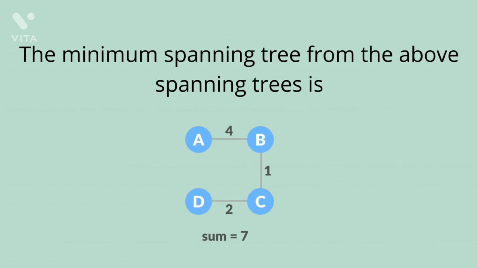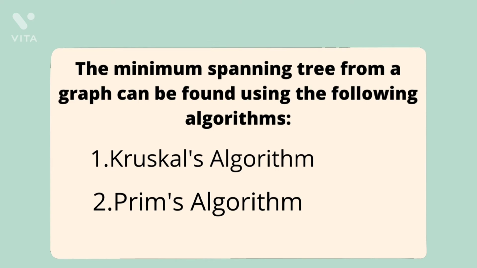Also, one more point: there can be more than one minimum spanning tree for a graph if the graph has any edges whose weights are the same. The minimum spanning trees from a graph can be found using the following two algorithms. First, Kruskal's algorithm. Second, Prim's algorithm. And today we are going to learn about Kruskal's algorithm.